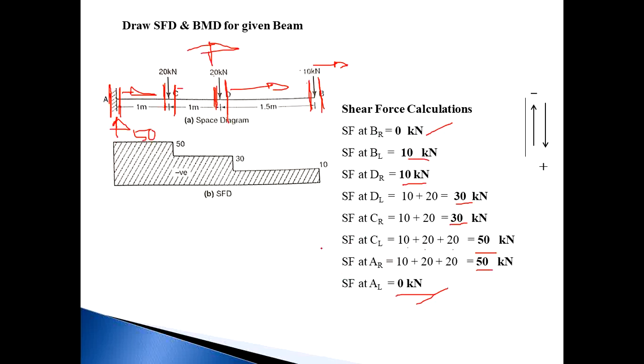By using these shear force values, we draw the SF diagram. So at BR 0, BL 10, DR 10, DL 30, CR 30, CL 50, AR 50 and AL 0. Join all the points with straight lines. Between B and D there is no load, so it will be horizontal. At point D there is a vertical load, so it changes vertically. Between D and C there is no load, so it is horizontal. At point C there is a vertical point load, so it changes vertically. Between C and A there is no load, so it is horizontal. And at point A there is a vertical reaction, so it changes vertically. And this is the SFD for the cantilever beam.